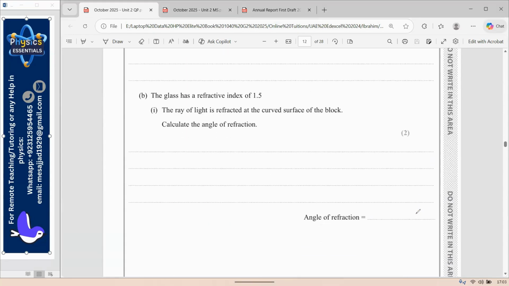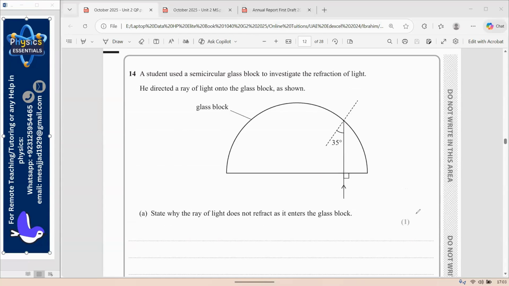The glass has a refractive index of 1.5. The ray of light is refracted at a curved surface of the block. Calculate the angle of refraction. Now you can see that the light is moving from here, and you have to keep your D like this. When you keep your D like this, you know that this should be your D's zero line.